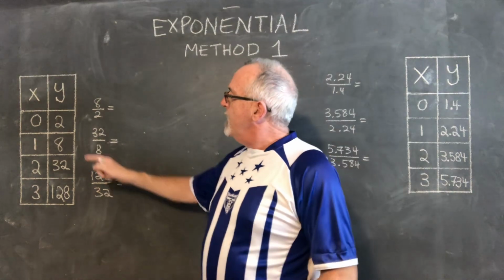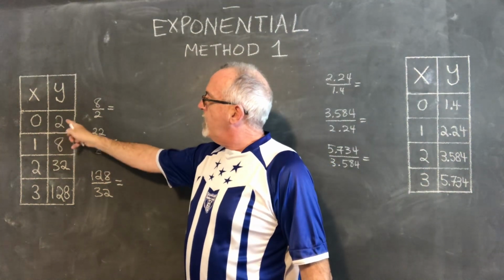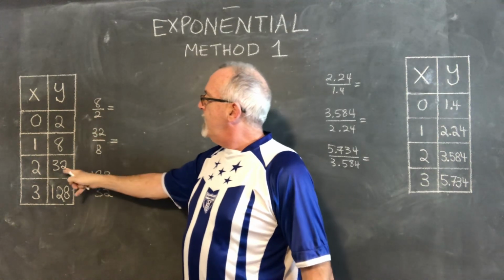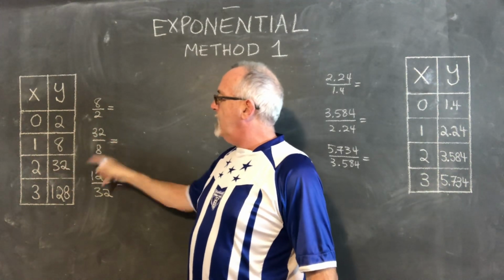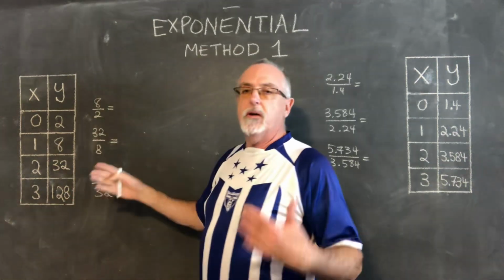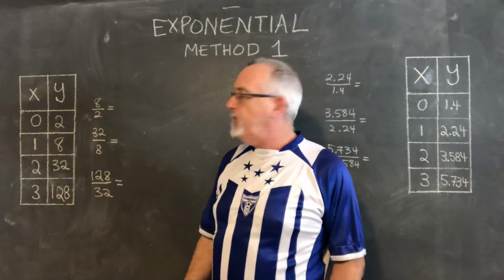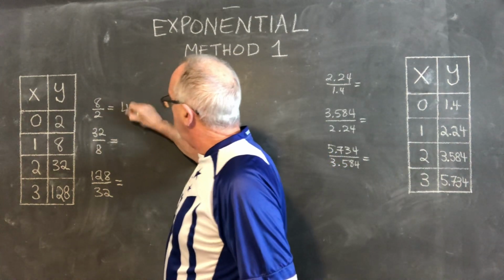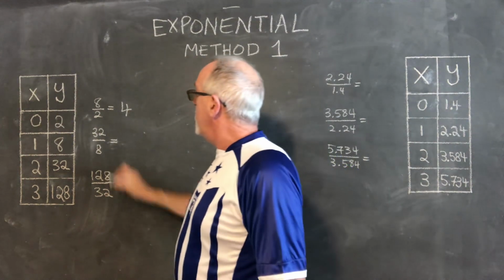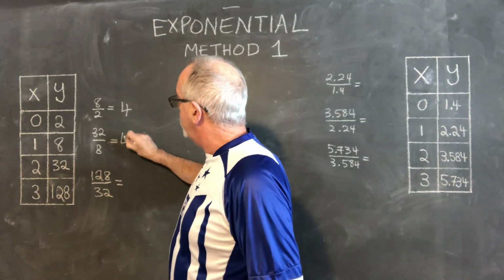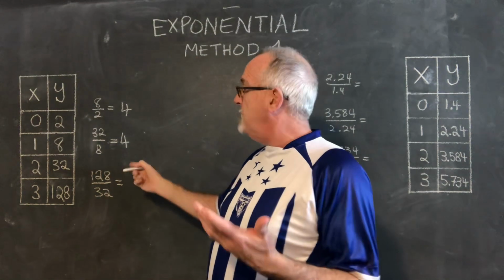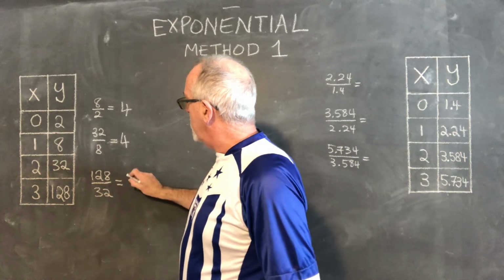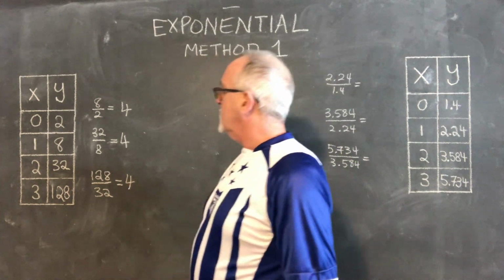We divide the second y by the first y, which in this case means 8 divided by 2. I show that here. And then we do the third divided by the second, the fourth divided by the third. You do that with as many points as you have in the table. And 8 divided by 2, of course, is equal to 4. I don't need a calculator for this one. 32 divided by 8 is equal to 4. We start to see this must be exponential because it's giving us a constant ratio. 128 divided by 32, of course, is also equal to 4.